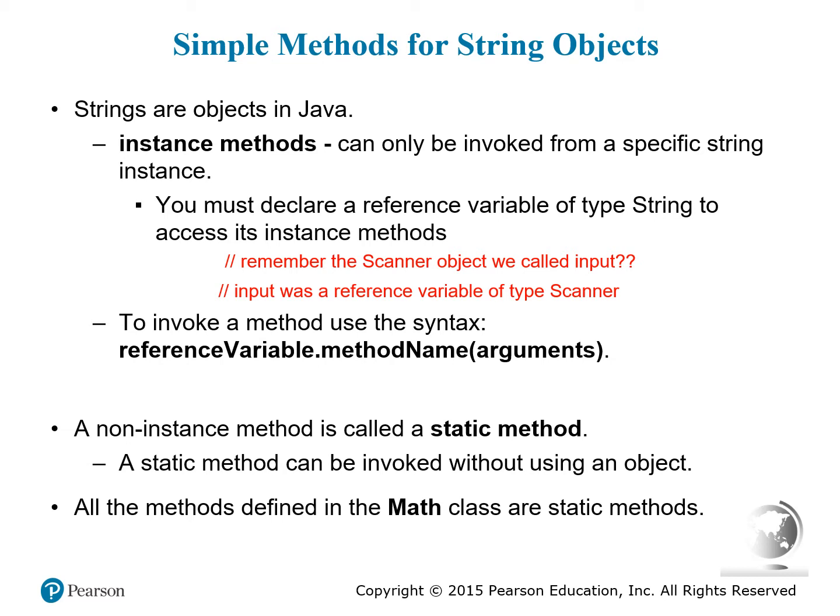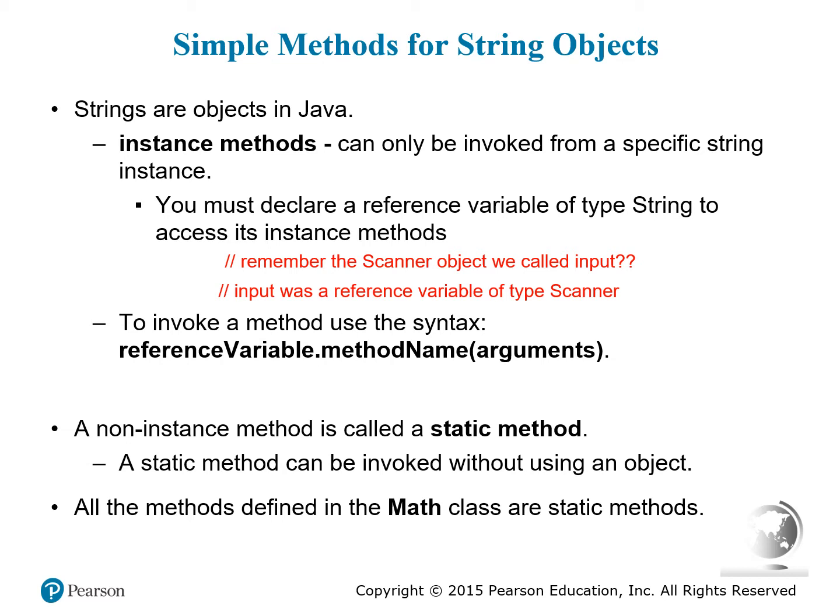So we must have declared a variable of type string to invoke instance methods in the string class using that variable. It's also worth stating that when we invoke or call an instance method using a variable, we use dot notation. Methods that are not instance methods are called static methods. Static methods can be invoked or called without using a reference variable. All of the methods in the math class are static methods, as well as system.out.print or println and system.exit.